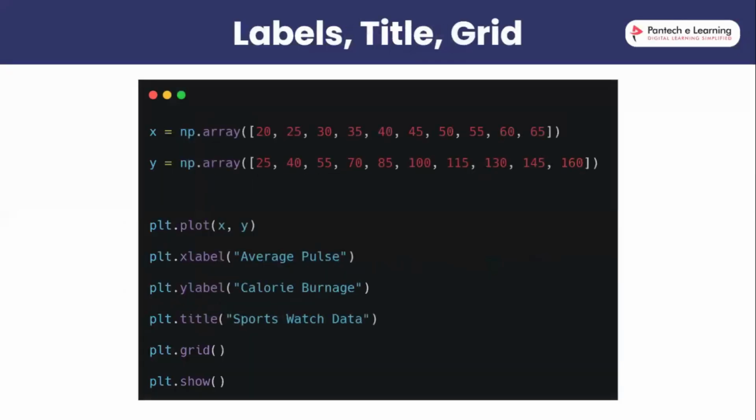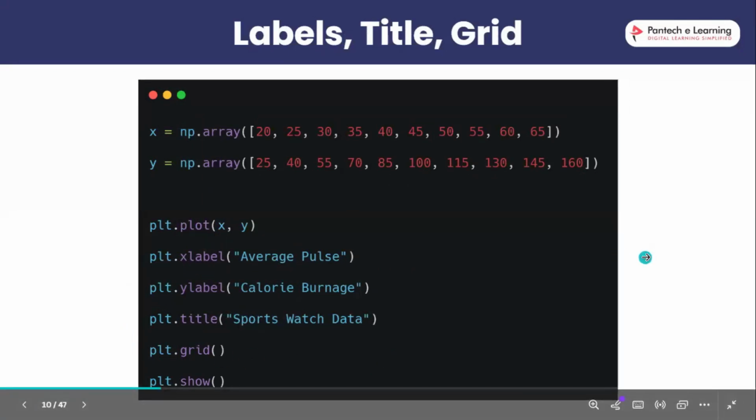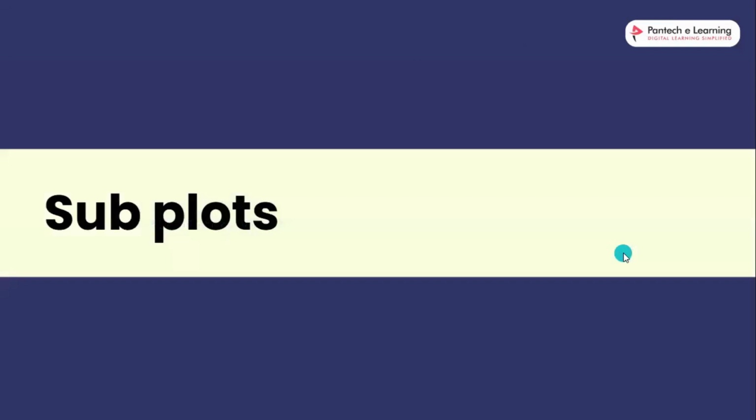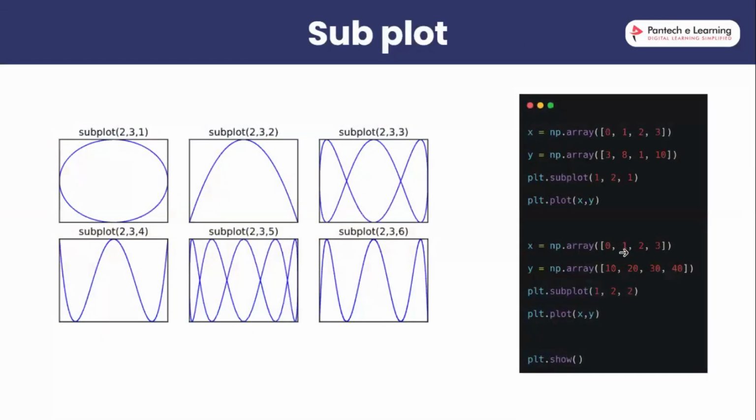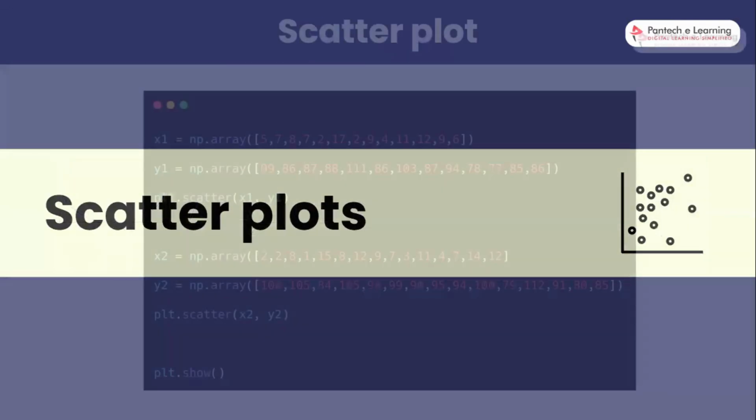We already saw that we can give the values, and then mention the label, title, grid, all these functions. Next one is subplots. Subplots means we can create multiple plots in one image, one single frame. We will see that later, after another plot, and finally we come to subplot. So first, the next one is scatter plot.